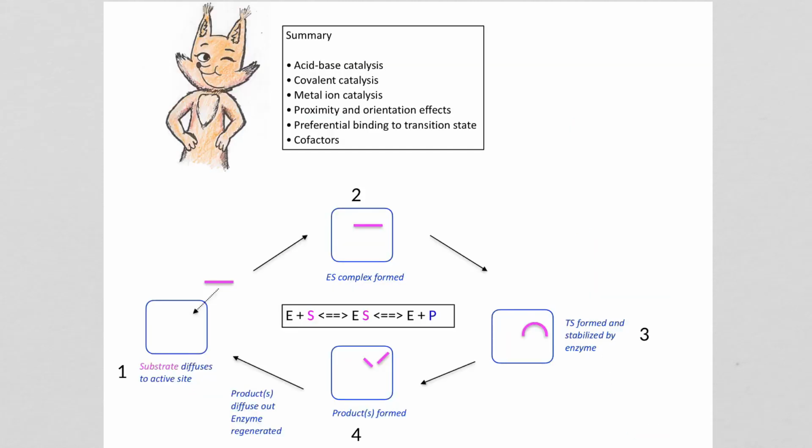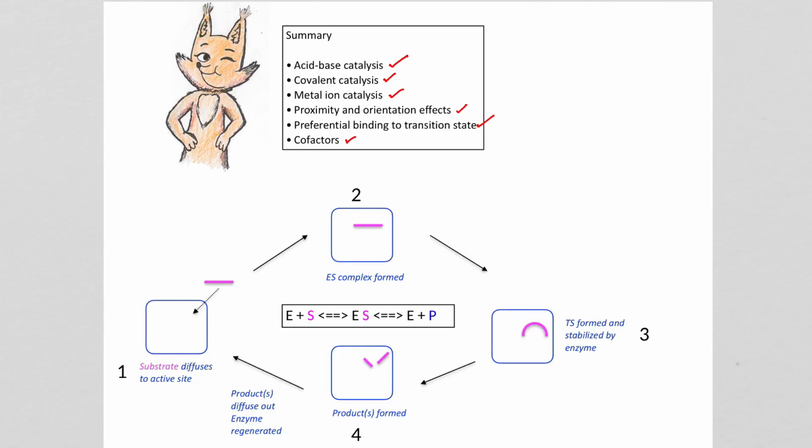So to summarize, overall we can see by looking at chymotrypsin, glyceraldehyde-3-phosphate dehydrogenase, and catalase that there are certain strategies that enzymes use to make reactions go faster, and examples that we saw are acid-base catalysis, covalent catalysis, metal-ion catalysis, proximity and orientation effects, preferential binding and stabilization of transition states, and the use of cofactors such as NAD.